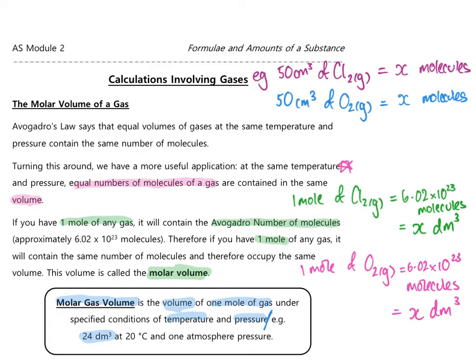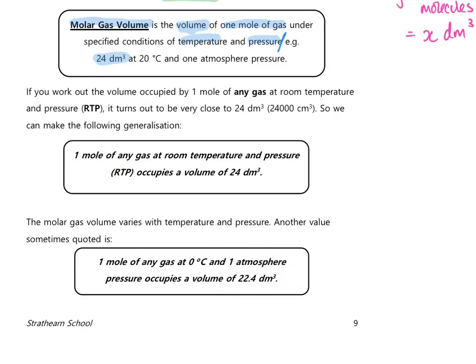But you also need to know the specific volume that gases take up at room temperature and pressure. And we've just used this example. If you work out the volume occupied by 1 mole of any gas at room temperature and pressure, it turns out to be very close to 24 decimeters cubed, and that's a value that you need to know.